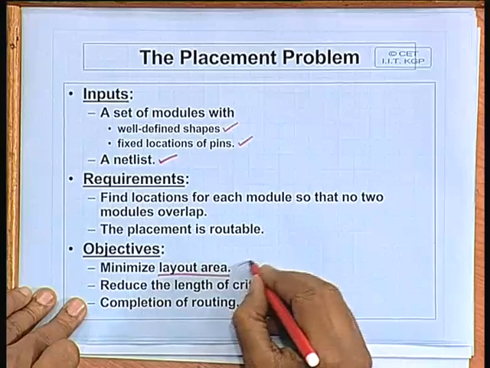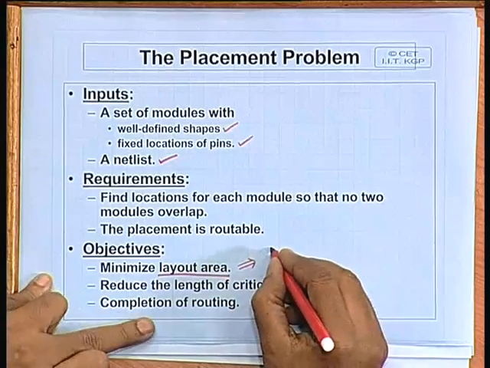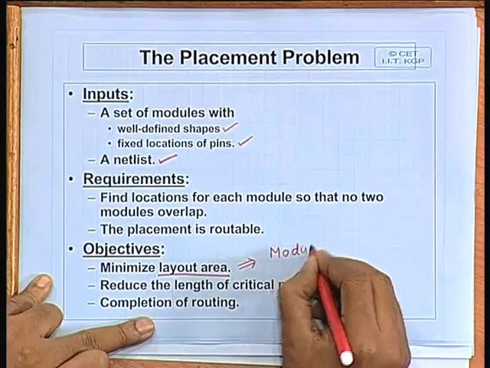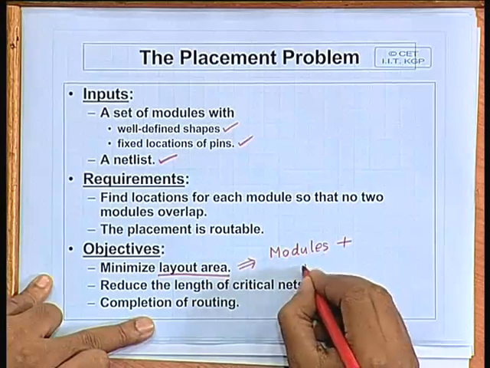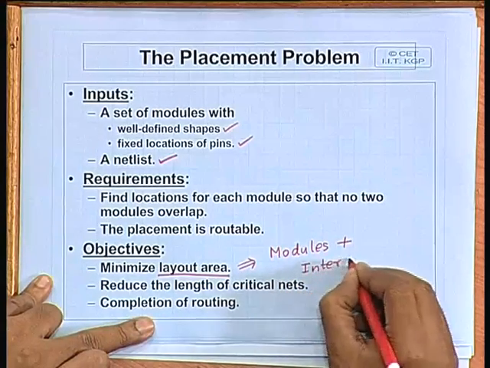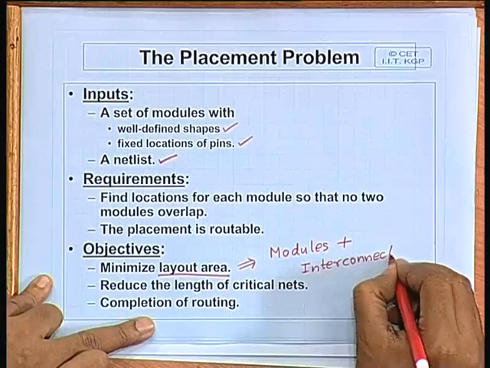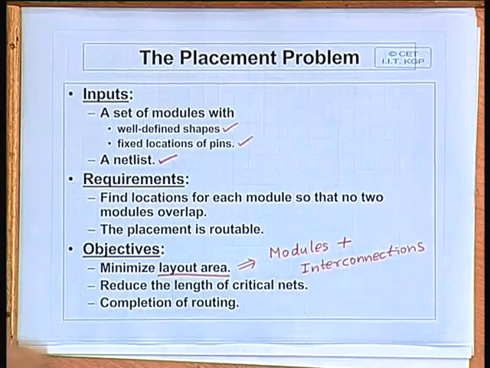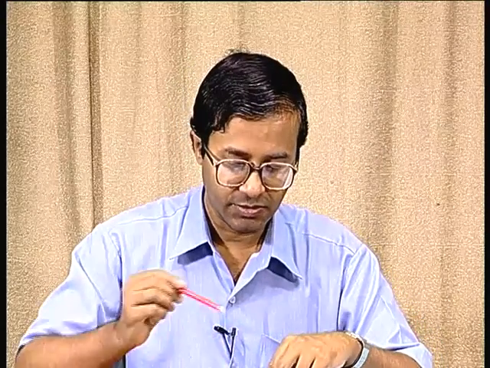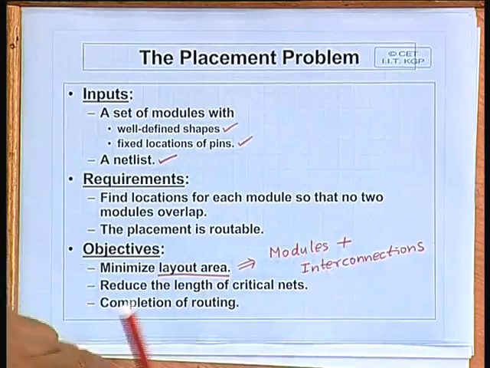In terms of the objective, of course, you will have to minimize the layout area. Now, layout area will consist of two things. One of course will be the area of the basic modules plus the area occupied by the interconnections. The area of the module is fixed. Minimize means the area of the module is fixed, you cannot do anything about it. But the way you place it, you may find that some of the space in the floor area is lying unutilized. So, it is just not the sum total of the module areas.